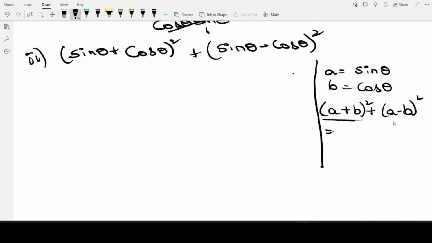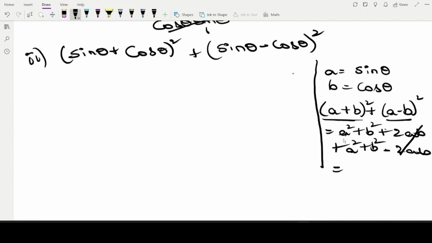If you write the expansions of this, you will get A plus B whole square as A square plus B square plus 2AB, plus what is A minus B whole square? A square plus B square minus 2AB. You can see plus 2AB minus 2AB both get cancelled. Now you are left with A square plus A square. What is A square plus A square? 2A square. And B square plus B square. What is B square plus B square?